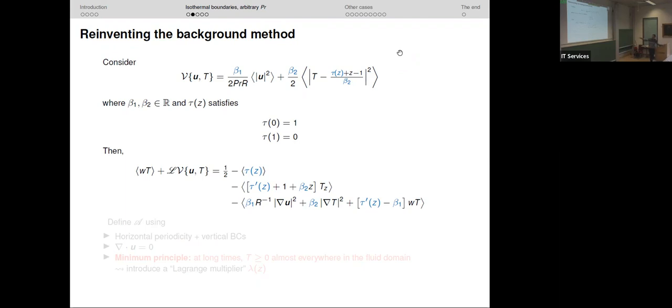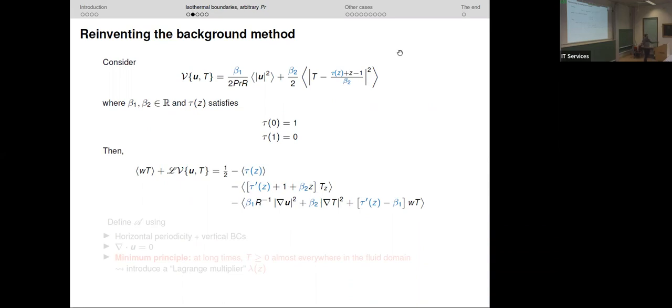Now, if you remember, I said that we would like to maximize this expression over here. So if we can choose our tau, our beta 1, and beta 2, such that these quadratic terms are positive for all w's and T's over which we want to maximize, this means that this quadratic function is somehow like a concave parabola in an infinite-dimensional space.